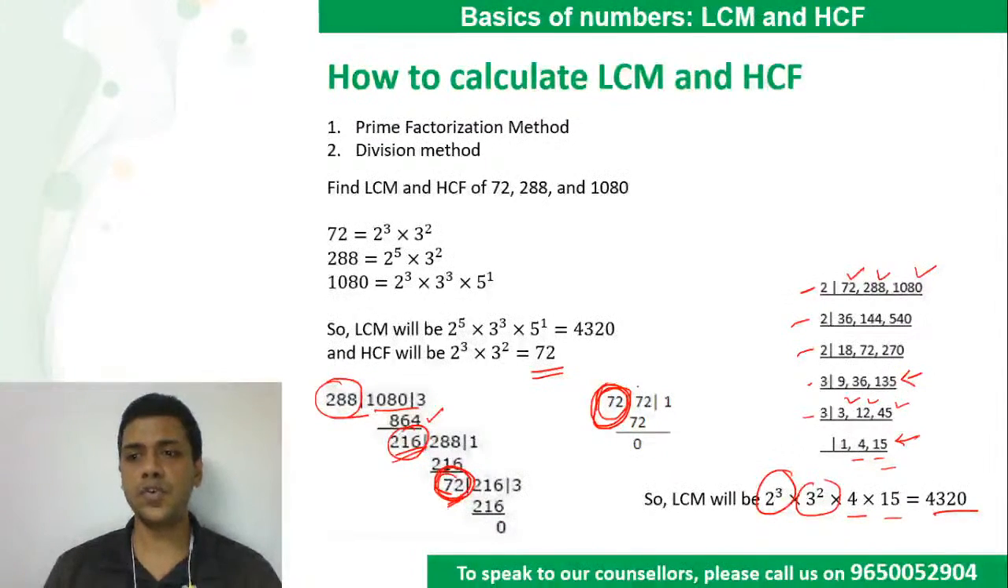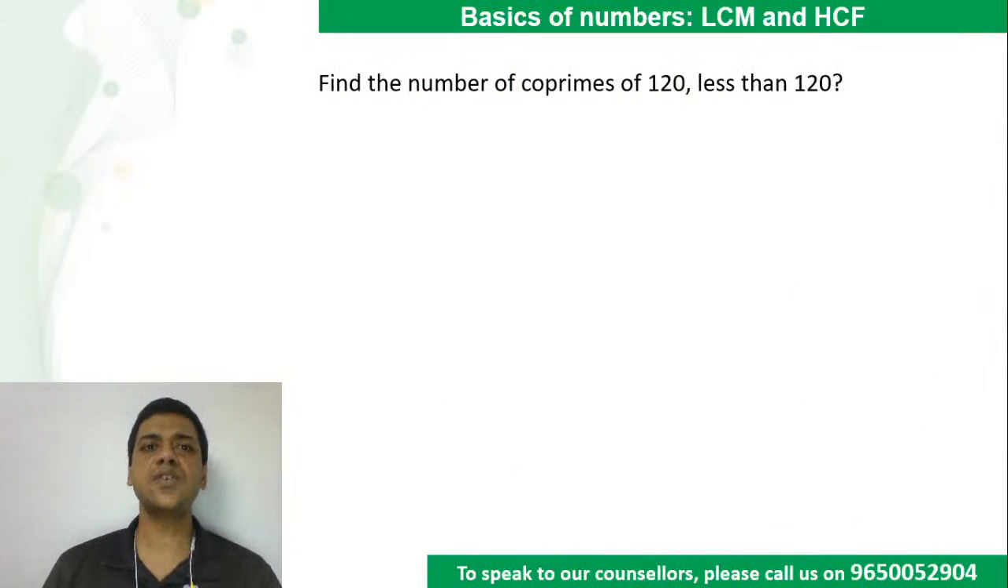Okay, we'll move to a few questions. We'll have a look at a few questions. So your first question is, find the number of co-primes of 120 which are less than 120.